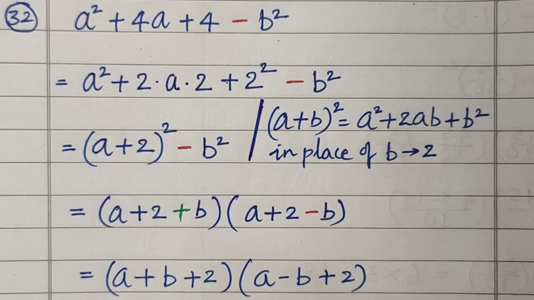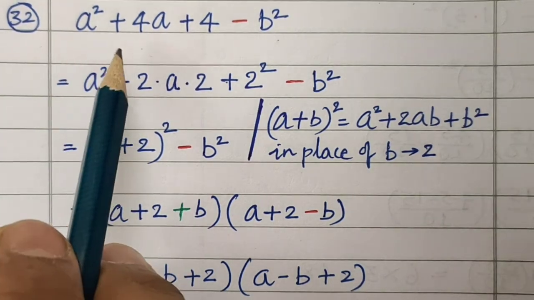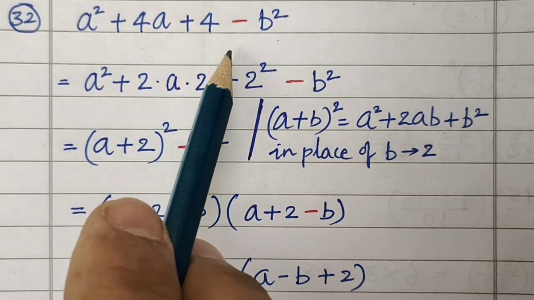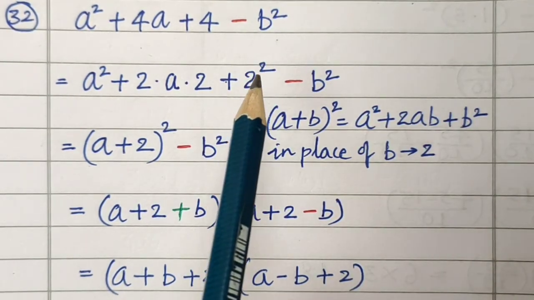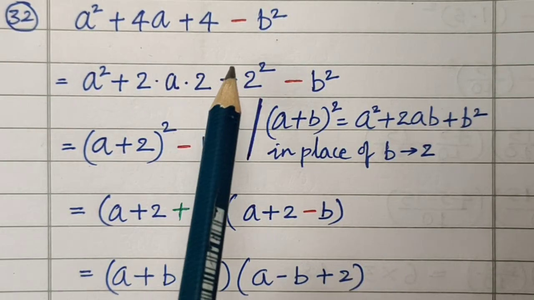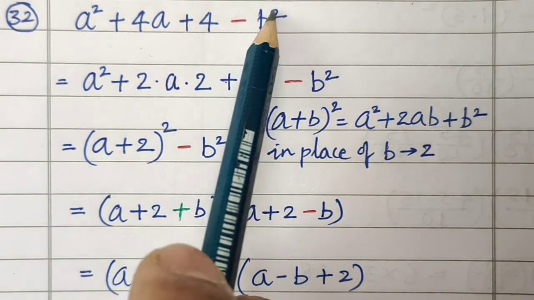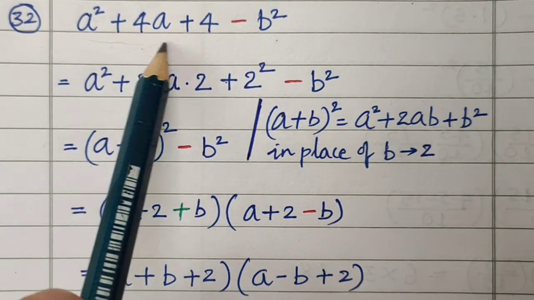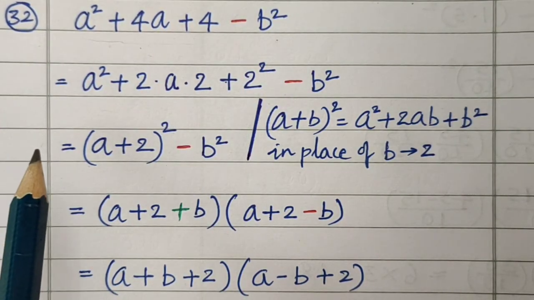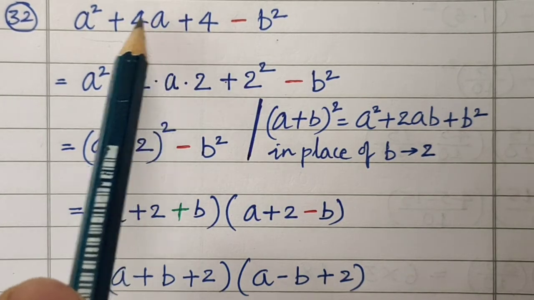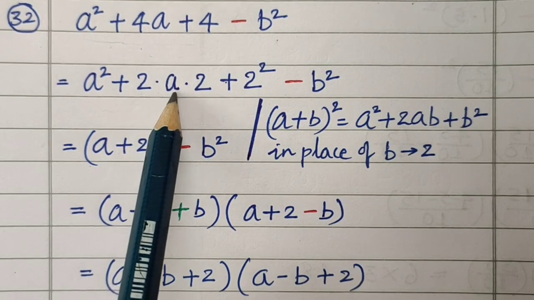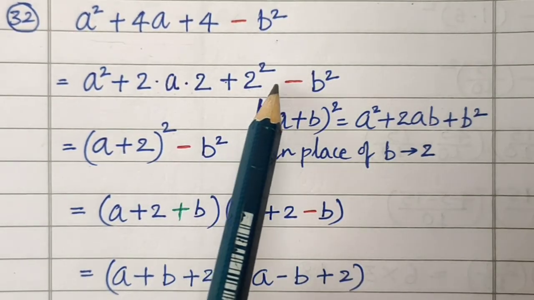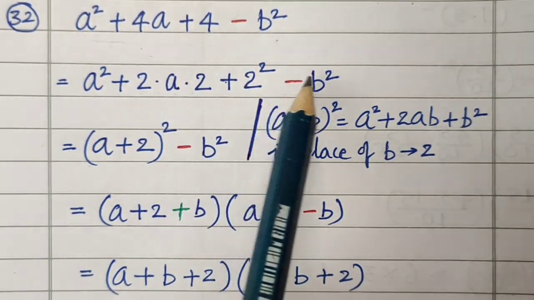Factorize a square plus 4a plus 4 minus b square. So observe, is there in the form of a square minus b square. Keep this minus b square as it is. Try to see whether this can be converted into the a square form or whole square form. This can be written as a square. 4a can be written as 2 into a into 2 plus 2 square, minus b square. 4 can be written as 2 square.